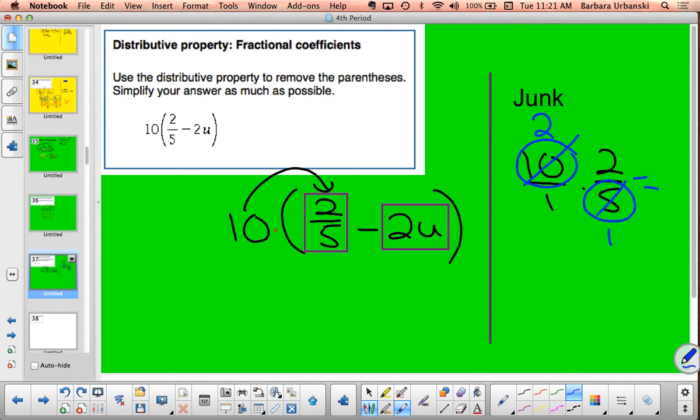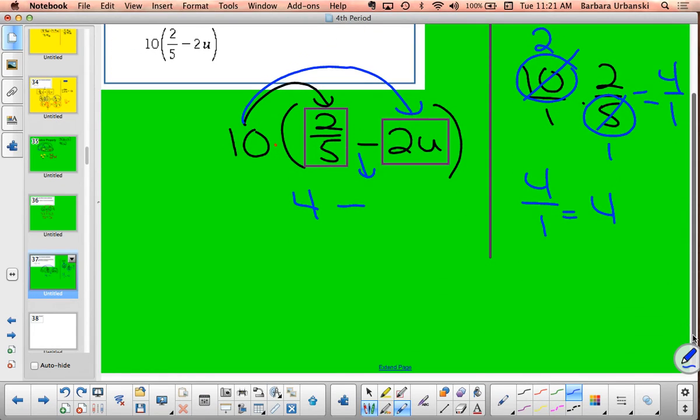We multiply across. 2 times 2 would give us 4. 1 times 1 would give us 1. So we would have 4 over 1, which simplifies to 4. So now we know the product of 10 multiplied by 2/5 would give us 4. We would keep our sign of operation, which is subtraction, and then we would multiply 10 times 2u, which is the same as saying 10 times 2 times u. 10 times 2 would give us 20. 20 times u would give us our 20u. Our answer would be 4 minus 20u.